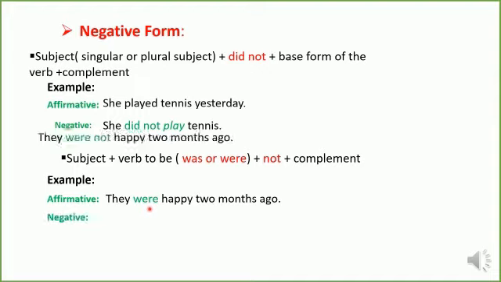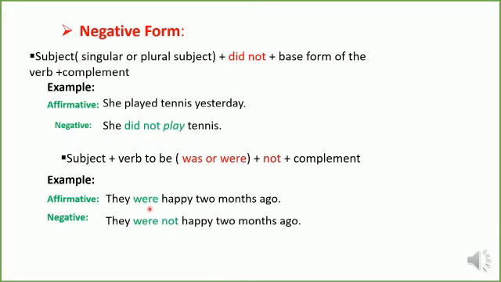Let us see how to change it into the negative. They were not happy 2 months ago. Okay, they were not happy. So here, just add not after the verb to be.